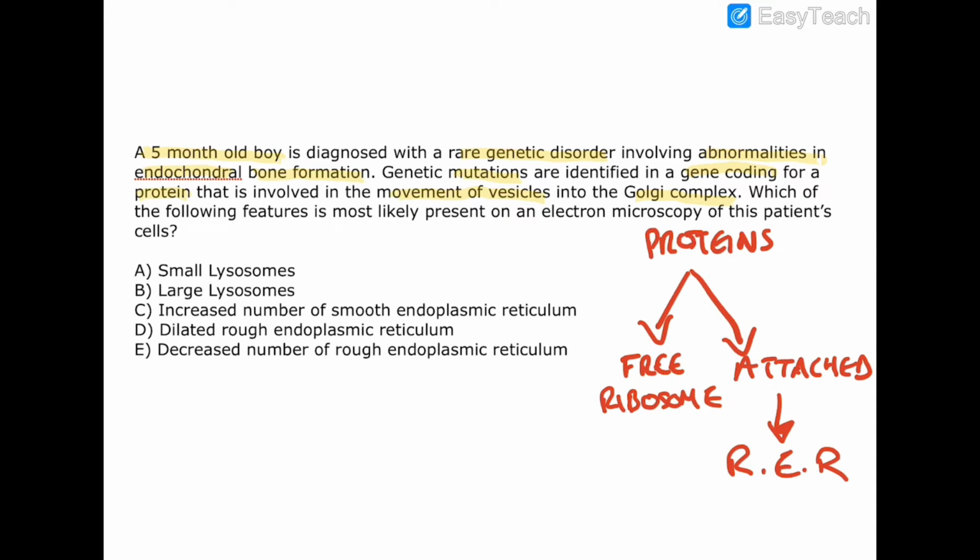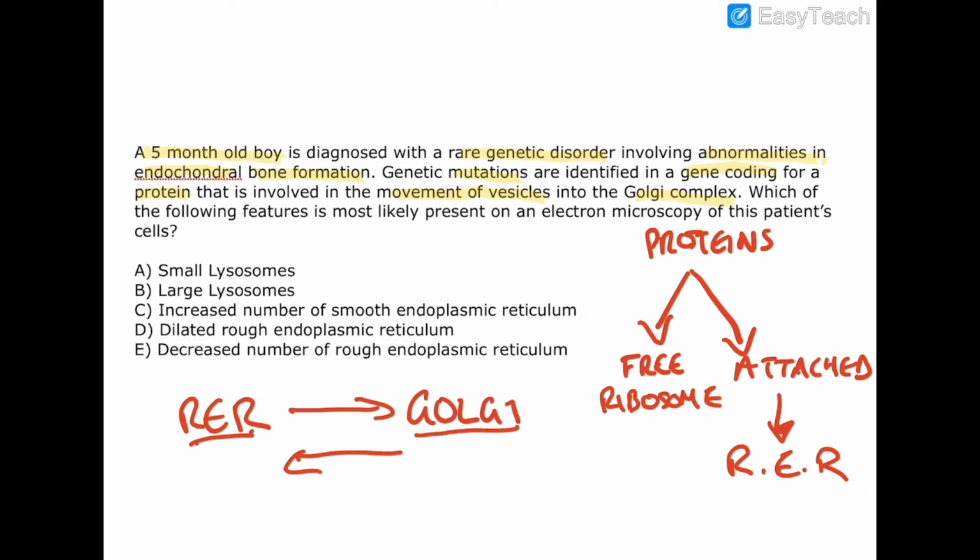So, what is the relationship between the rough endoplasmic reticulum and the Golgi apparatus? There is a two-way street over here. We have proteins that move vesicles from the rough endoplasmic reticulum to the Golgi apparatus and back, okay? So what moves from the rough endoplasmic reticulum to the Golgi apparatus? This would be COP2. What moves from the Golgi to the rough endoplasmic reticulum? This would be COP1. Okay?